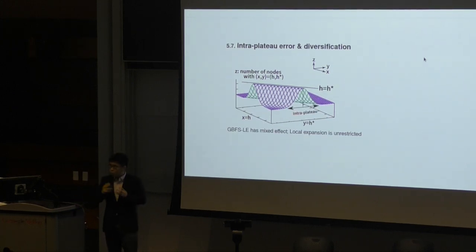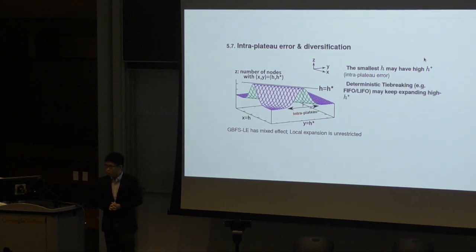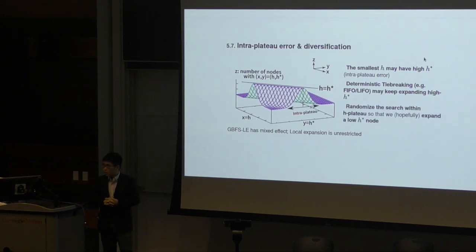Intra-plateau error says the opposite. The smallest heuristic value may have a high H star value, in which case the deterministic tie breaking may keep expanding the high H star value nodes in the same plateau. So in this case, there might be a pathological case with the standard tie breaking. So you want to randomize the behavior within the plateau defined by the H value.